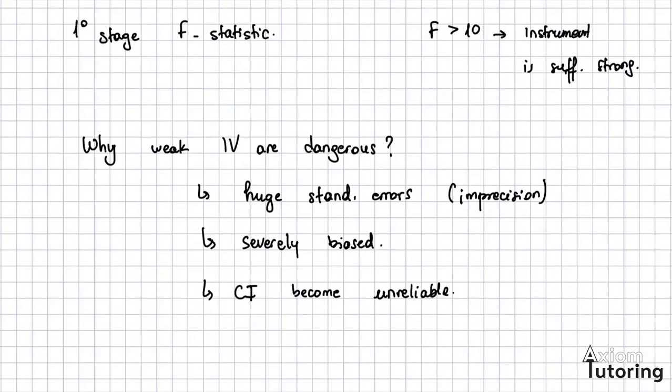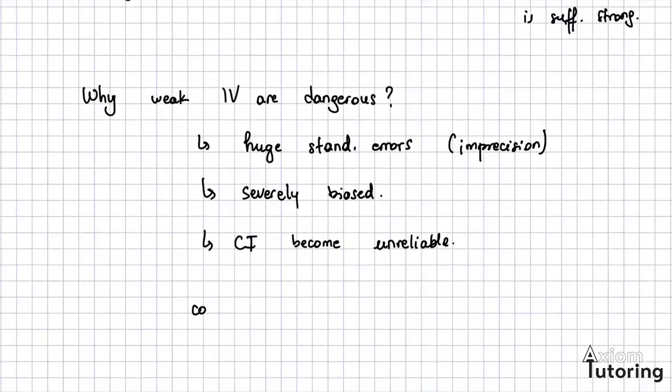So the relevance condition, once again, requires covariance of Z and X to be different from 0, verified by a strong first stage F statistic, ensuring the instrument provides enough variation in X to identify the causal effect. In the next video, we'll study the second condition. It's a little bit harder, and unlike relevance, it cannot be tested directly.